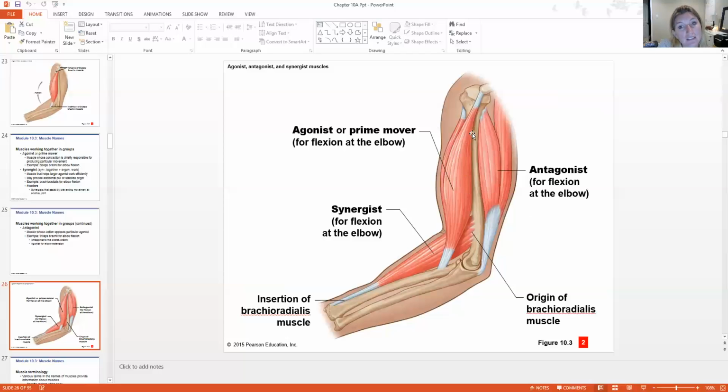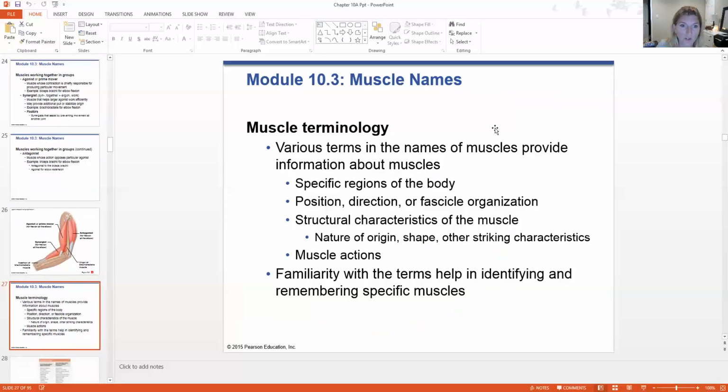And then we have our antagonist. Our antagonist is our triceps muscle. There are three origins for our triceps muscle. You can only see two of them in this picture. But the antagonist is going to provide the opposite movement. So our triceps is extension. Our biceps is flexion. So let's talk about other muscle terminology and muscle names.